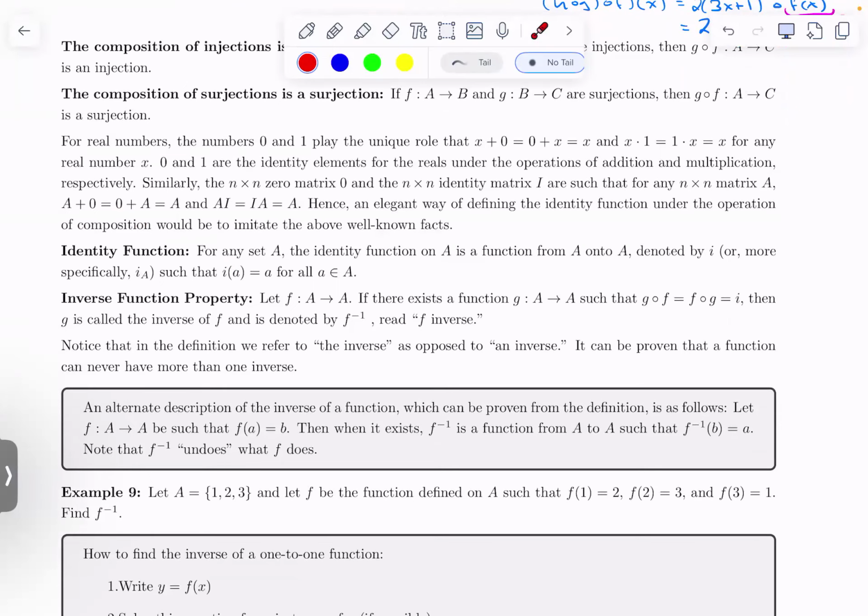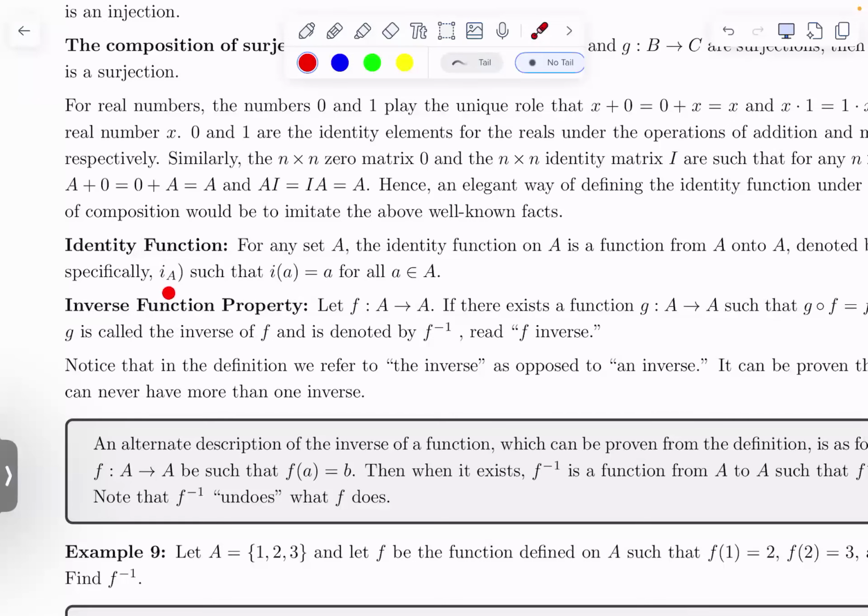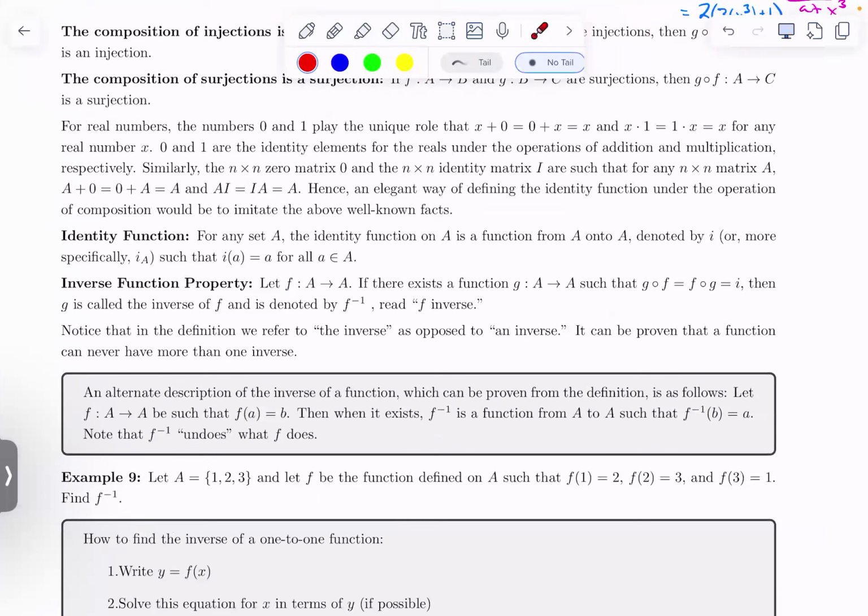For any set A, the identity function on A is a function from A onto A, denoted by I, a lowercase script I, or technically I subscript A, but let's just use I, which takes an input a and returns a for every element a in the set A. So it's a special function that takes the input and returns the input, right? The output is the same as the input.